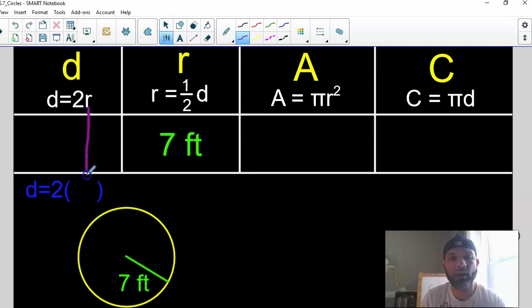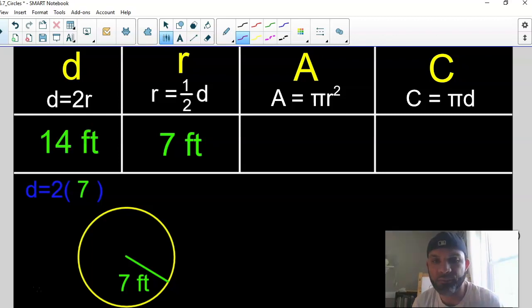Instead of the letter R, I'm going to put the number for the radius right here. Well, the radius is 7, right? So I'm going to substitute, and I'm going to put the 7 into the equation. And so my diameter is 2 times 7. 2 times 7 is 14, okay?